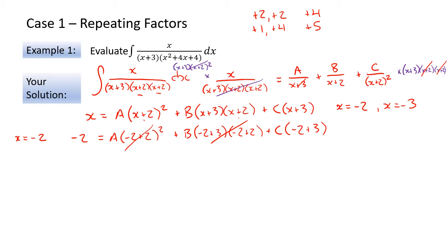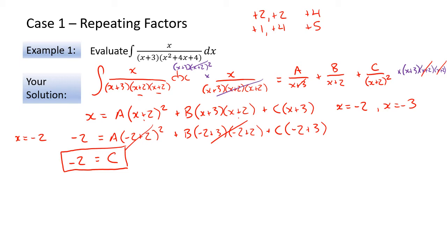So what we end up with here is just negative 2 on the left-hand side. And on the right-hand side, we have negative 2 plus 3, which is positive 1, times c. So we're left with just c. So our first factor is c, which is equal to negative 2.